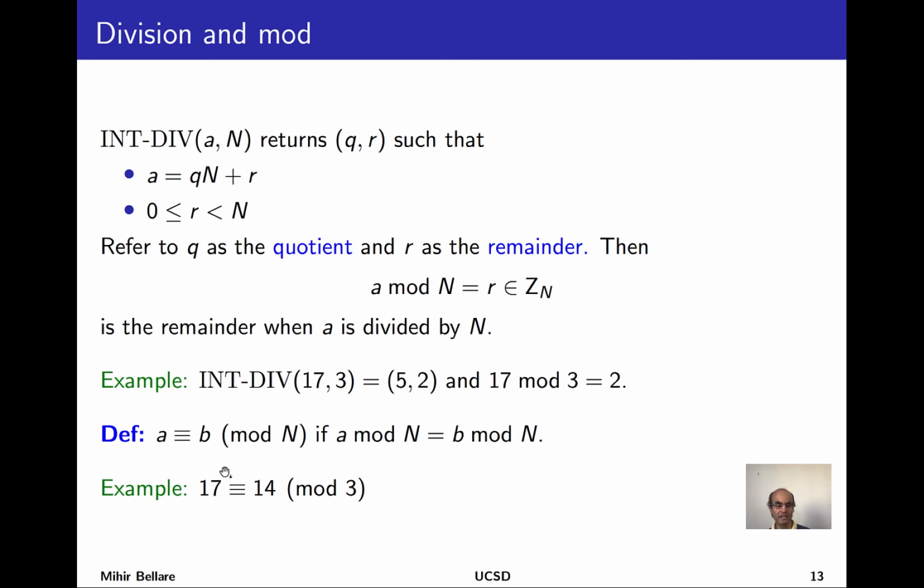A piece of notation here is that often we're interested only in what happens to numbers modulo some fixed number n. And if we have two large integers, we write that they're equivalent mod n if the remainders mod n are the same. For example, 17 and 14 are equivalent mod 3 because 17 mod 3 is 2 and 14 mod 3 is also 2.